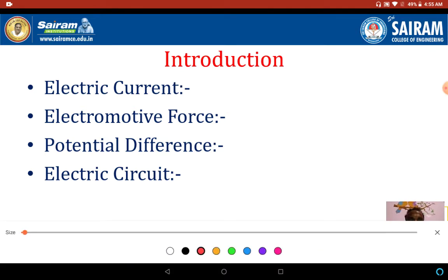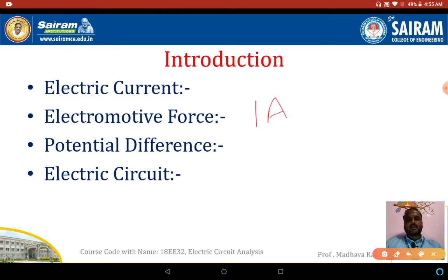1 coulomb per 1 second is called 1 ampere. So this is about electric current. Electric current means rate of flow of electric charge. Simply, we can also say electric current means flow of electrons.